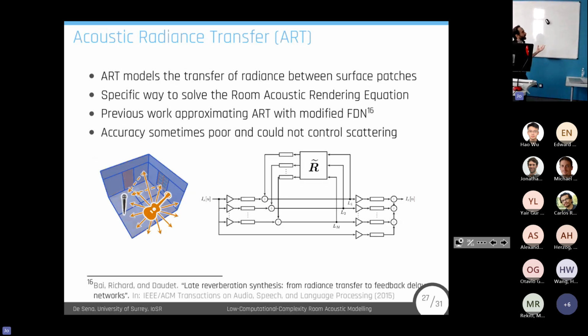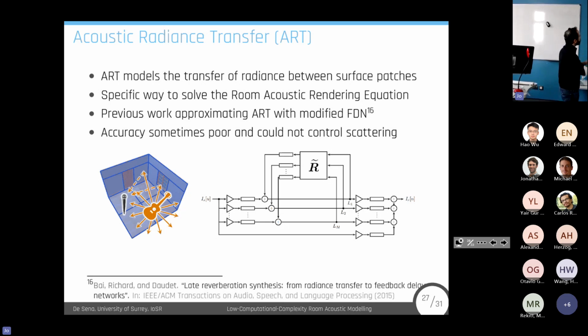All right. So this is exactly what I'm going to talk about, acoustic radiance transfer. Probably some of you are already familiar with it, so I'm not going to go into the detail. There is a fantastic paper by Lauri Savioja and someone else, I can't remember their name, on what we could call the room acoustic rendering equation, which puts within a single framework a lot of the geometrical acoustic models: ray tracing, acoustic radiance transfer, and so on. But roughly speaking, we're talking about a method that takes into account how energy, or radiance, is propagating within a room.